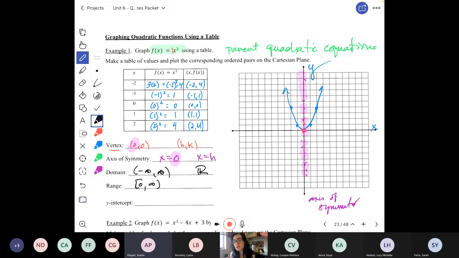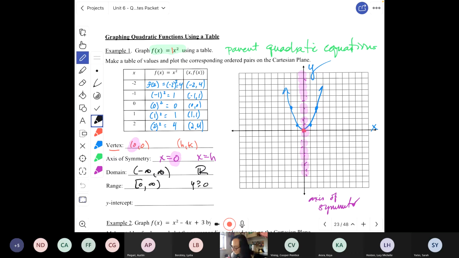Beautiful. And if I asked you, let's just say on a test, to represent it, I may say as an interval, I may say as an inequality. What would be the inequality that represents this range? Y is greater than or equal to 0. Beautiful, absolutely correct. And again, as the graph changes, our range may change.